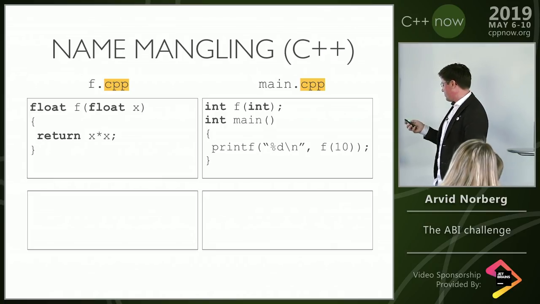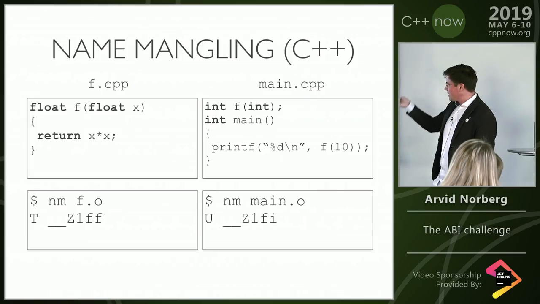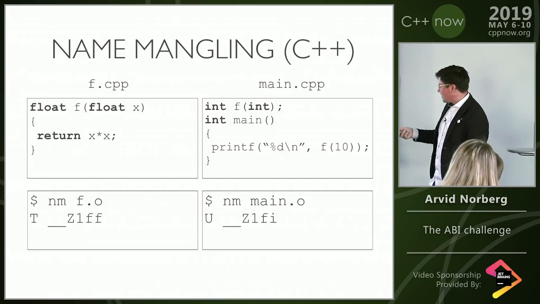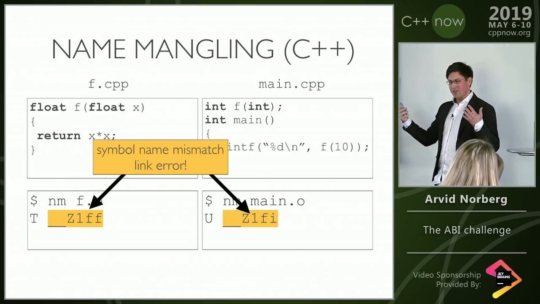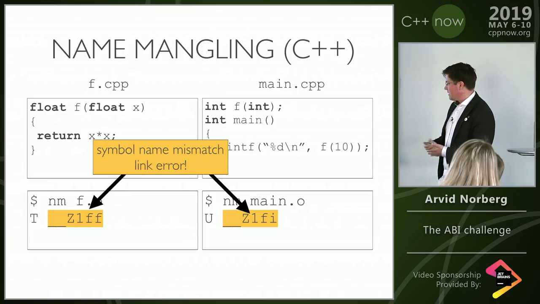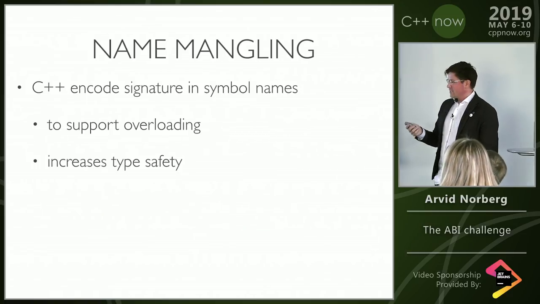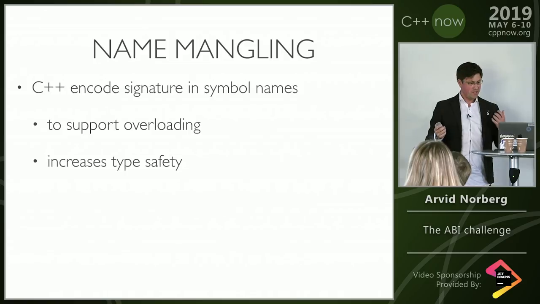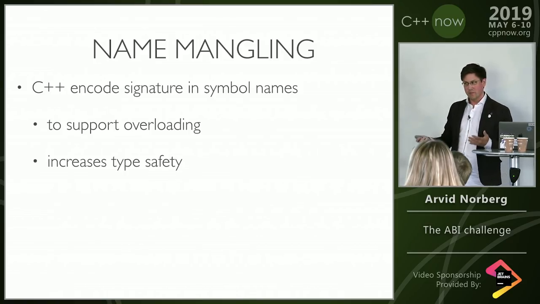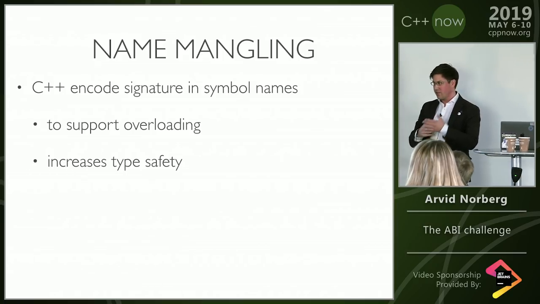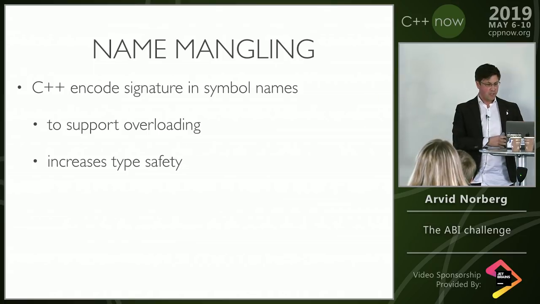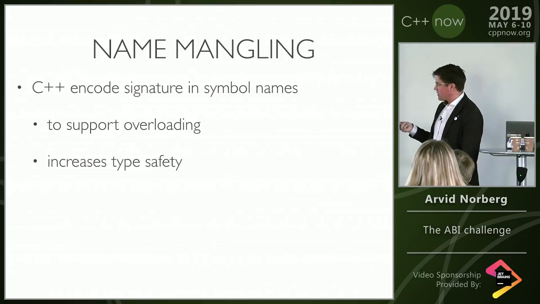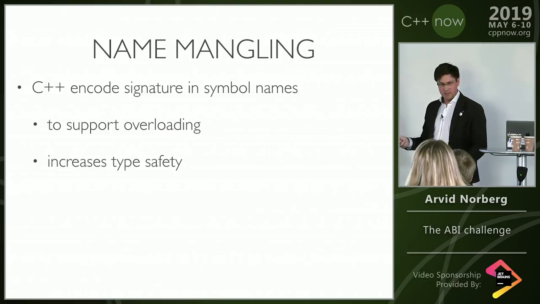Now, what does C++ do? Well, when we compile these two object files, we'll see they actually have different names. So the symbol name will mismatch, and the linker will actually complain. So what's going on here? C++ encodes part of the signature in its names because C++ supports overloading. So clearly functions in an overload set cannot have the same name in the linker. So this actually increases type safety to some extent, and that's really nice.